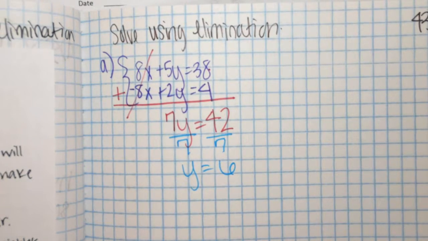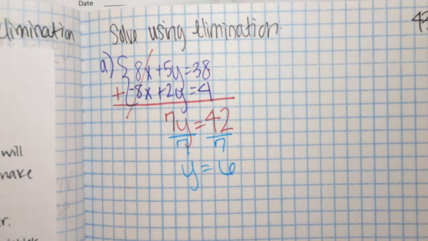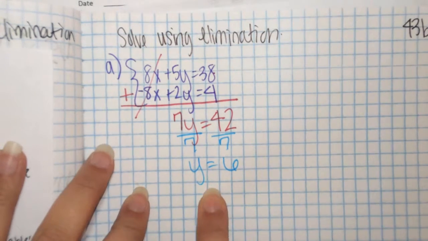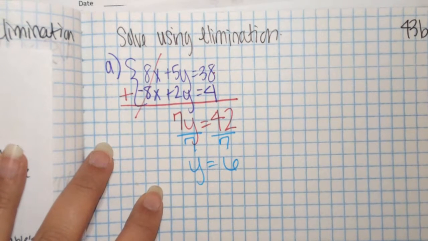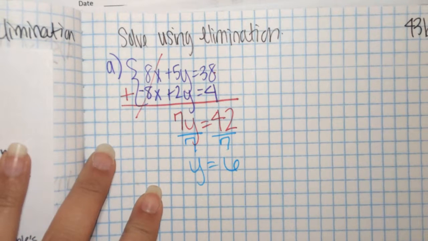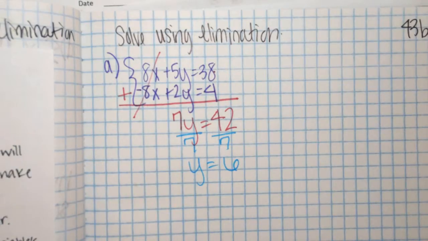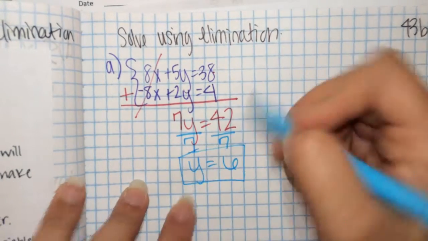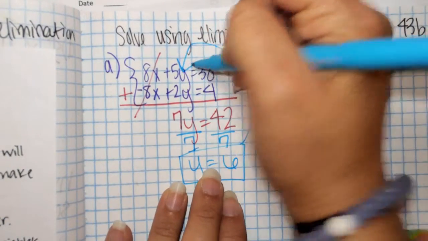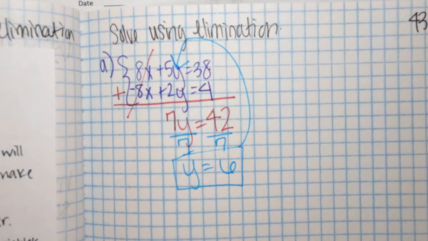Now, when we are solving a system of equations, how many answers do we have to have? 2. An x and a y. What do we have so far? Y. So we need the x. How do we get the x? You plug in the number. You plug it in. Good job, Jordan. Take this and we're going to plug it in. Is everybody with me?